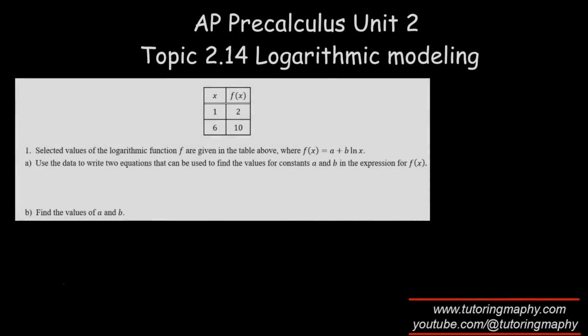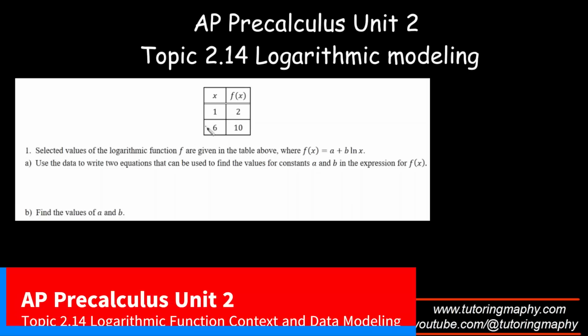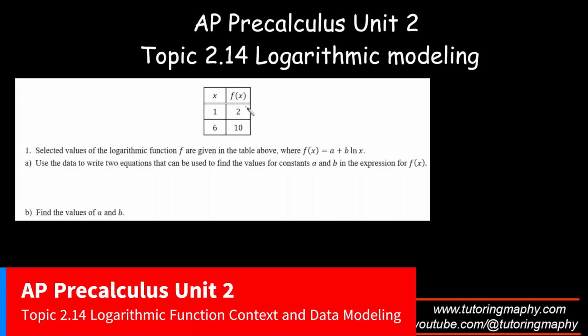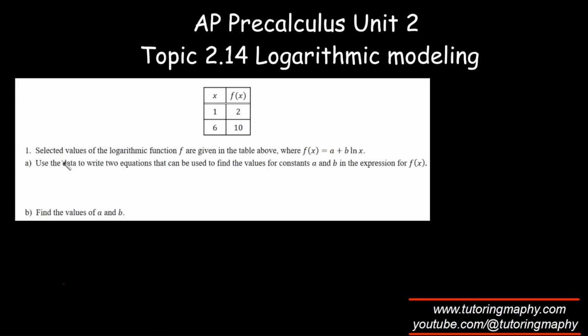All right, this is 2.14 log modeling. So in this question, we are given a table of values for a function that looks like this. In part A, we need to write two equations in terms of a and b, and then we need to solve for a and b.